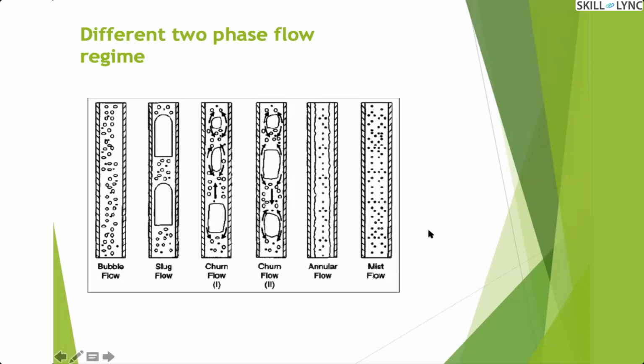And then the next is mist flow. When you have still higher velocity of gas, it breaks the entire liquid into small mist-like particles. The difference from bubble flow is that the particle sizes are bigger there. In the mist flow, the particles of liquid are very small. So that's the different flow regimes.